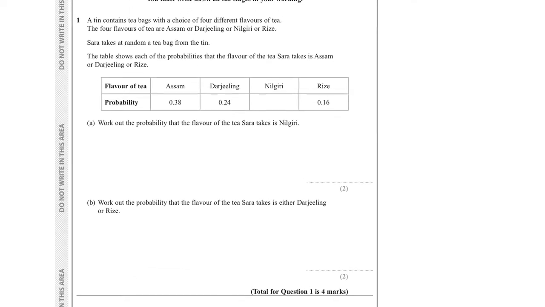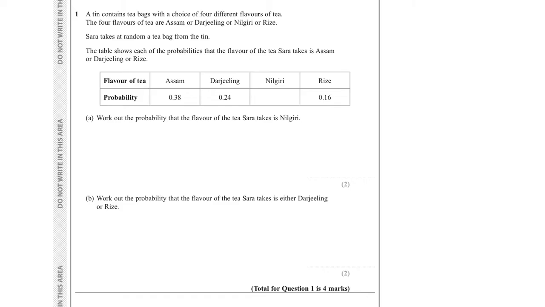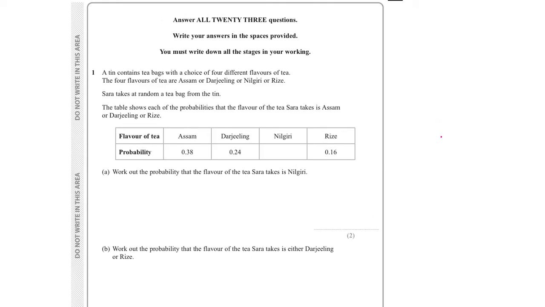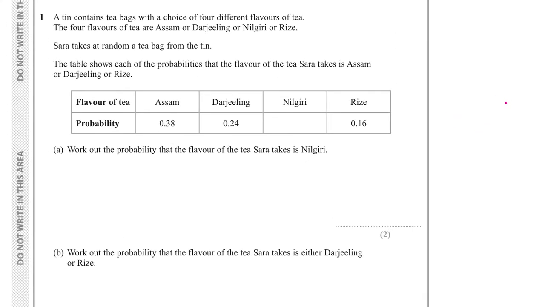Question 1 is probability. A tin contains tea bags with a choice of 4 different flavours of tea. The 4 flavours of tea are Assam or Darjeeling or Nilgiri or rice. Okay, guys, this is what's going to take most time, trying to read the questions.